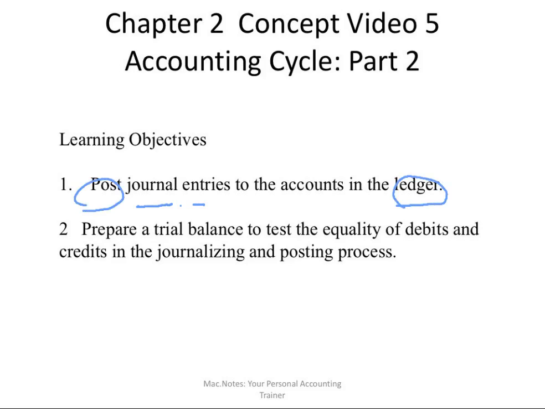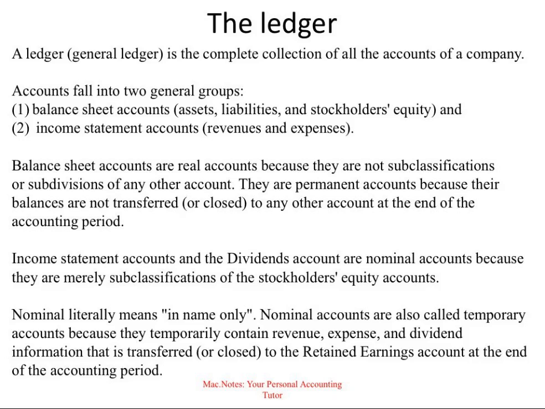And in the ledger, we are going to then summarize those accounts that have debit balances, or total them, and make sure that total equals those accounts that have credit balances. This is called preparing a trial balance. Now, a ledger is a complete collection of all the accounts of a company. These accounts fall into two groups, balance sheet accounts and income statement accounts.